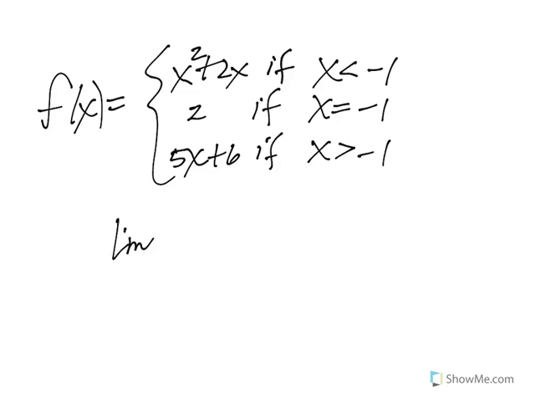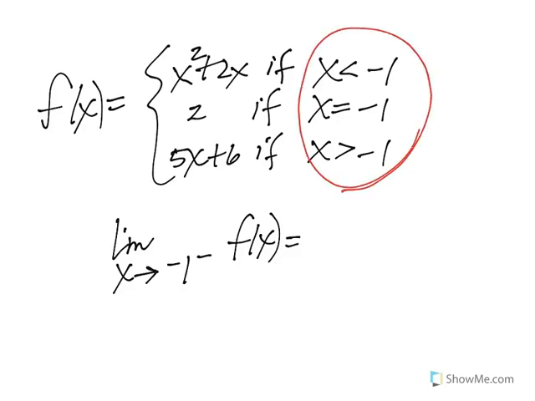And what if I said, hey, take the limit, and you could pause this anytime if I'm going too quickly. Let's go to negative 1 from the left of f of x. All right, so what you're going to do then is pay attention to these instructions here. This tells you when to use which of those equations. If I'm coming into negative 1 from the left, I'm talking about numbers that are smaller than negative 1, which means I'm going to use this line right there.